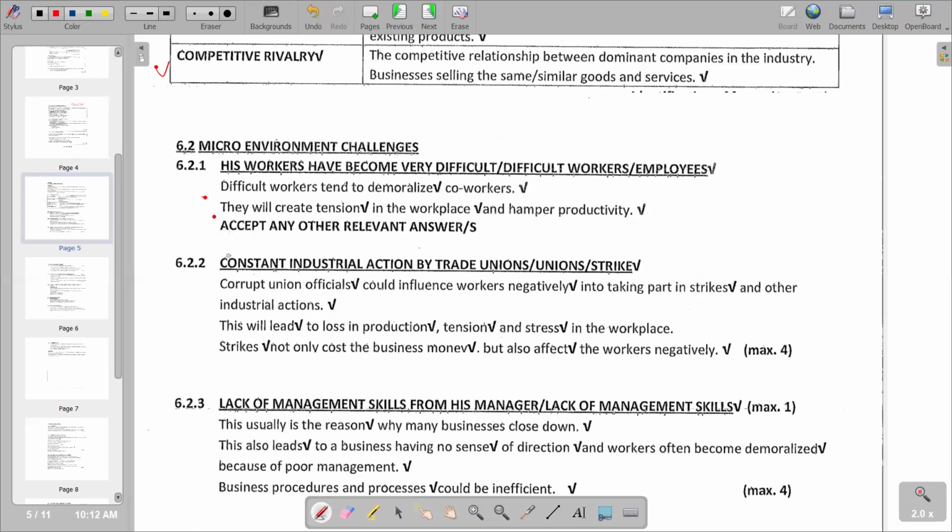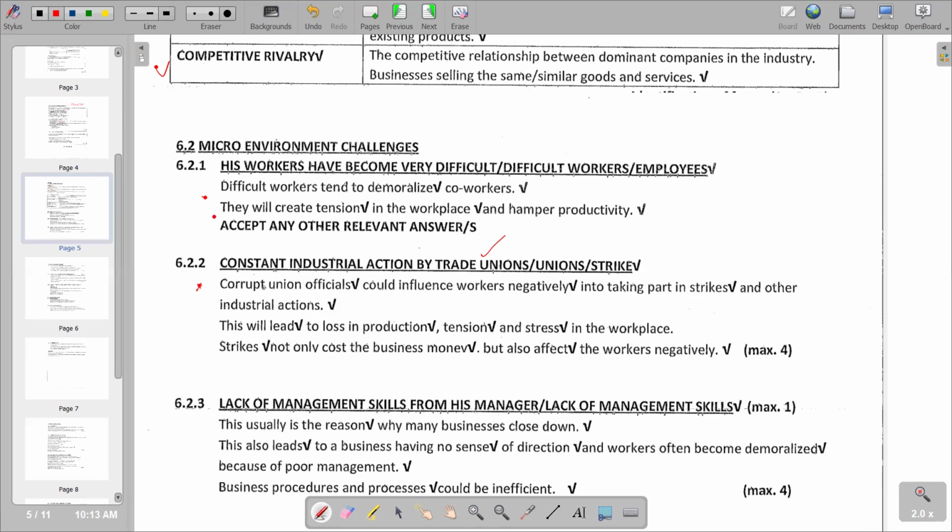Then we go to the next one, which is saying constant industrial action by trade unions, or strikes. By trade unions, we are saying this is just a union of workers. Remember, the membership of trade unions is made up of workers. They represent workers or work on behalf of the workers, protecting their working conditions and the level of salaries and wages they are earning, so that they earn adequate salaries and wages. The explanation is that corrupt union officials could influence workers negatively into taking part in strikes and other industrial actions.